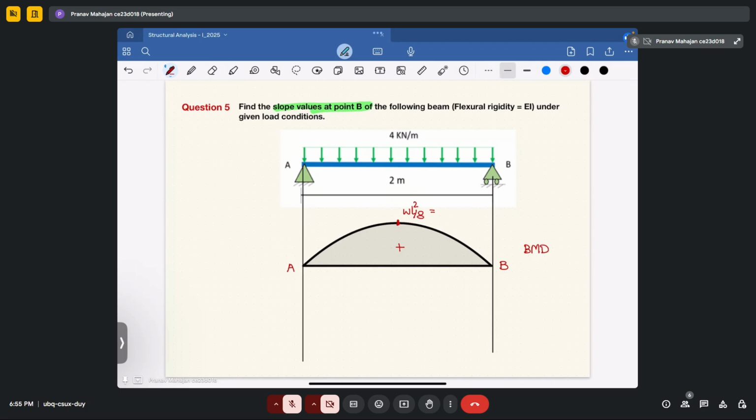And if I try to find this value, it will come out as 4 into 4 divided by 8, that will be equal to 2. Now, if you draw the M upon EI diagram, it will look like this, having the maximum value as 2 upon EI. Okay, now this is your M upon EI diagram.